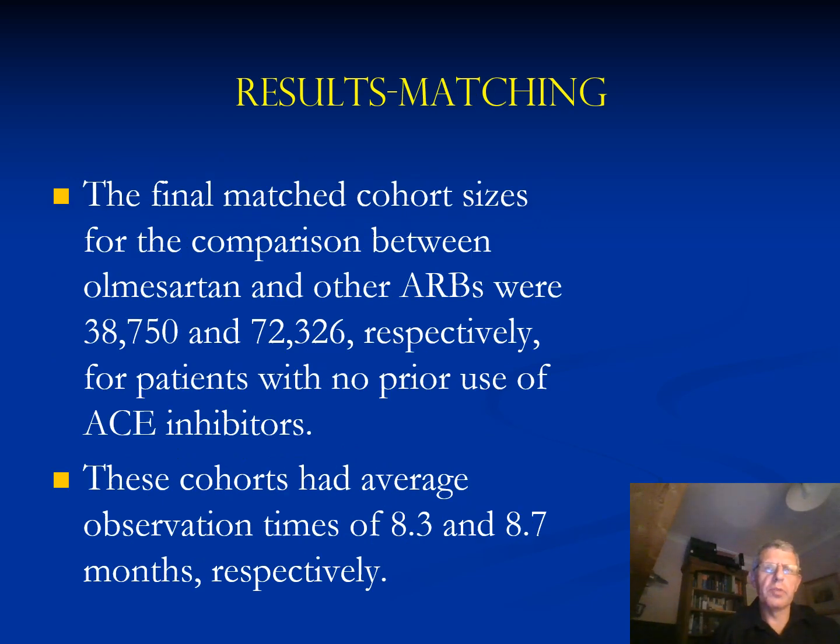So we'll move on to what happens after the matching. The final matched cohort sizes for the comparison between olmesartan and other ARBs were 38,750 and 72,326 respectively for patients with no prior use of ACE inhibitors. These cohorts are slightly smaller because some cases drop out due to the propensity matching that we've already discussed. And these cohorts had average observation times of 8.3 and 8.7 months respectively.